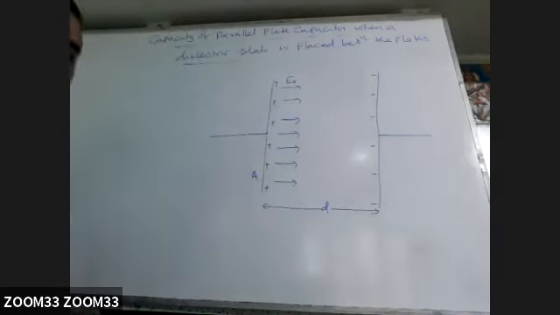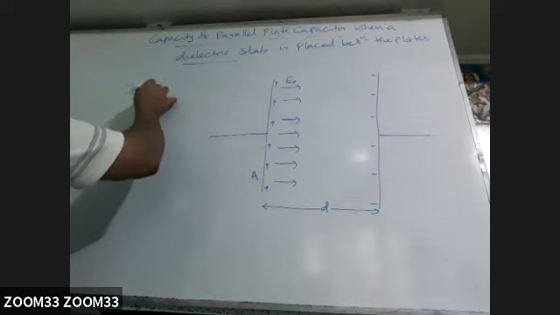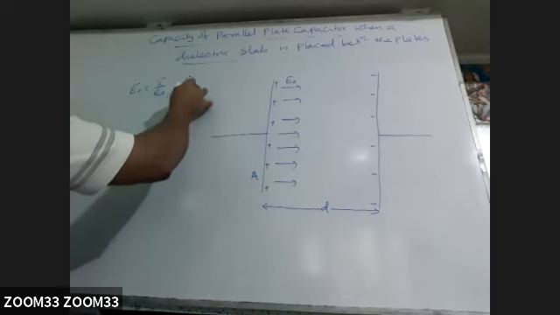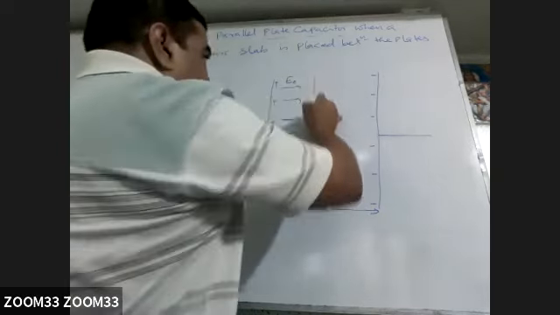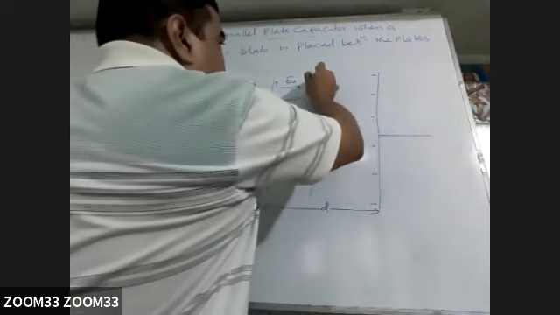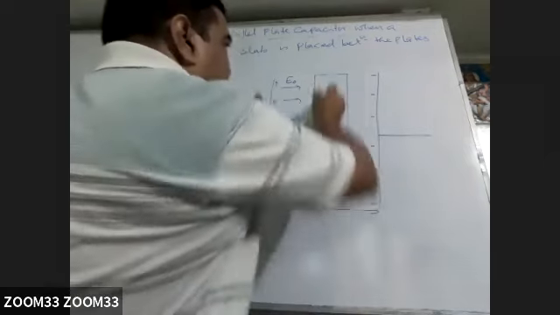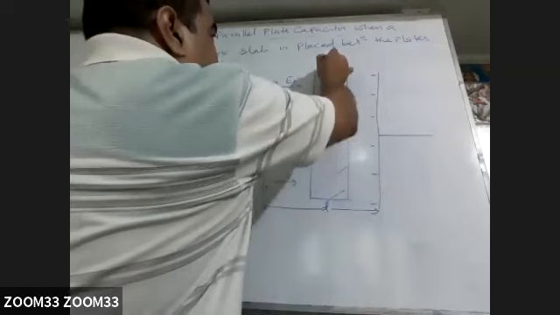And what will be E naught? This E naught is Sigma over epsilon naught, that is Q over A epsilon naught. Sometimes this derivation is asked, so you have to know how to derive. Now suppose we have inserted a dielectric slab of thickness T.